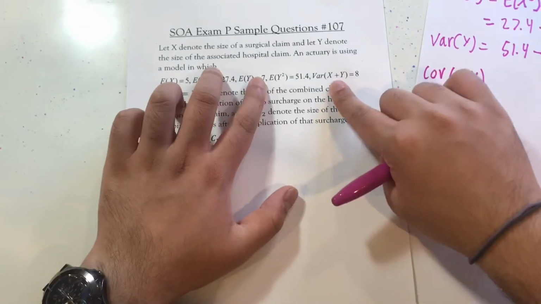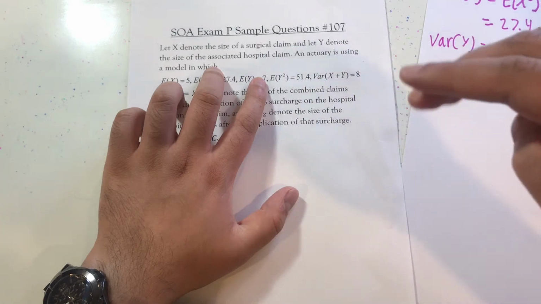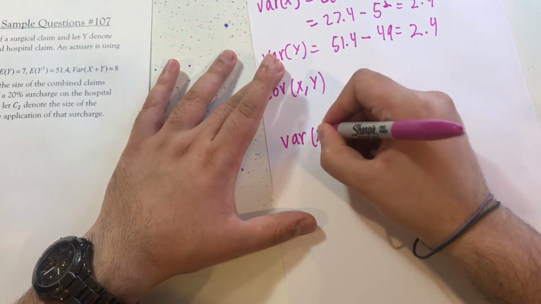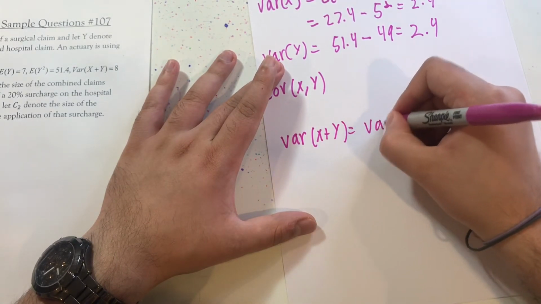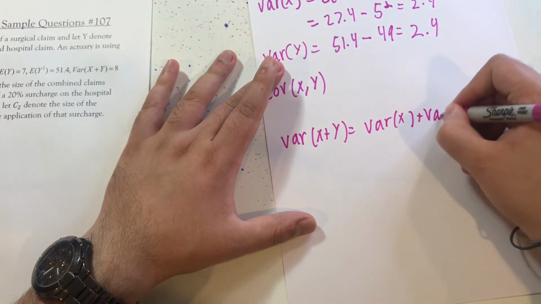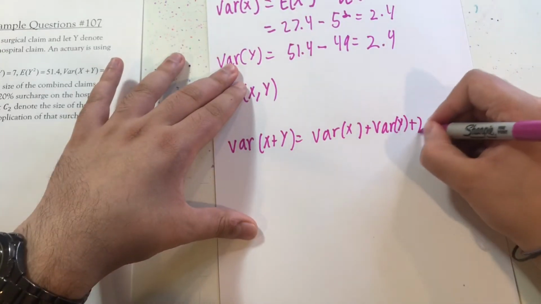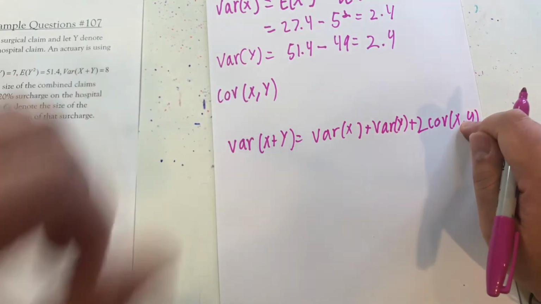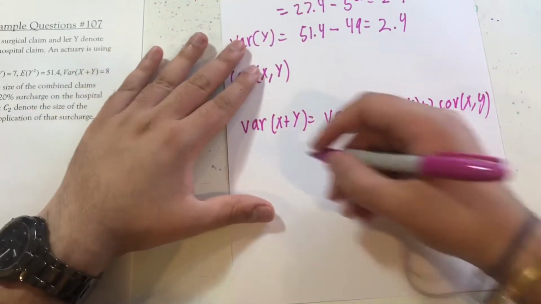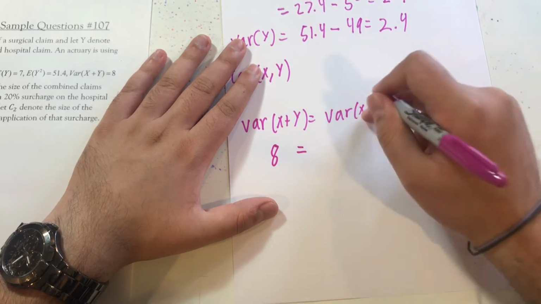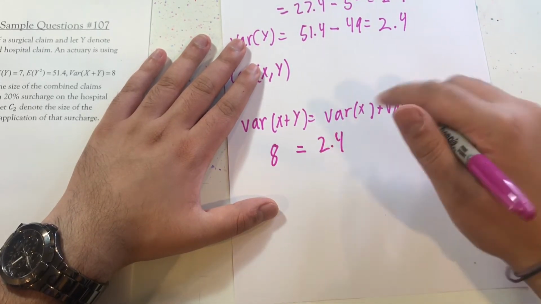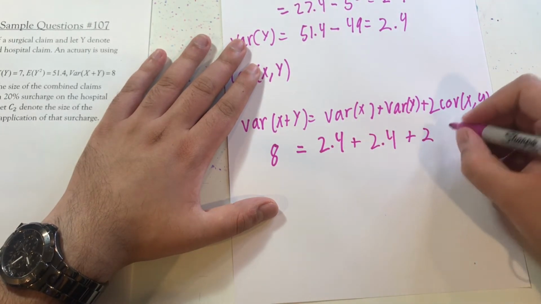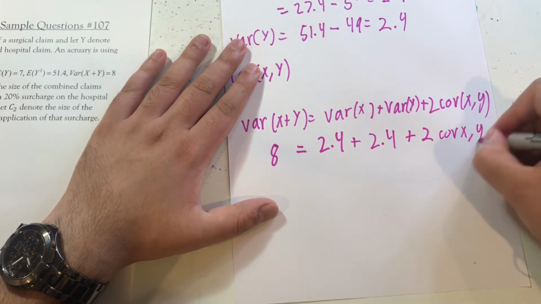But they do give us this. The variance of X plus Y is equal to 8. A formula that you should be familiar with is the following. The variance of X plus Y is equal to the variance of X plus the variance of Y plus 2 times the covariance of X comma Y, which is the thing we're looking for. And we know these three things, so let's just substitute. We're given that this is 8. We have already found that this is 2.4. We've already found that this is 2.4. And we're looking for what this is, so that's our unknown, 2 covariance X comma Y.